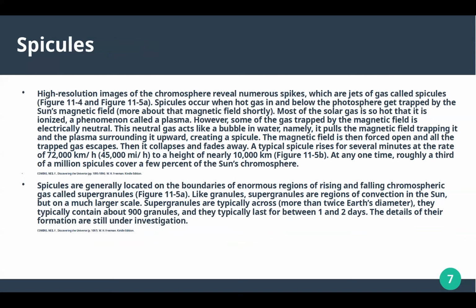A typical spicule rises for several minutes at the rate of 72,000 kilometers per hour to a height of nearly 10,000 kilometers. At any given time, roughly a third of a million spicules cover a few percent of the Sun's chromosphere.